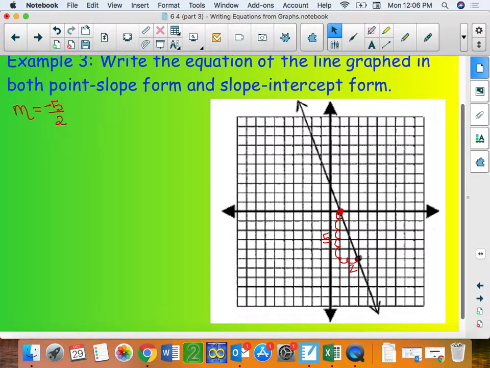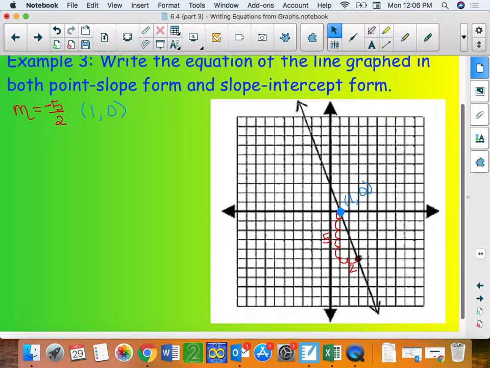Then I have a point on my line that I'm going to use, and I'm going to use this point right here because any point on an axis means one of the numbers is 0, and that's a little easier to work with. So this point would be the point. 1 is the x-coordinate. I don't go up or down, so my y-coordinate is 0. And so we're going to use the point (1, 0).